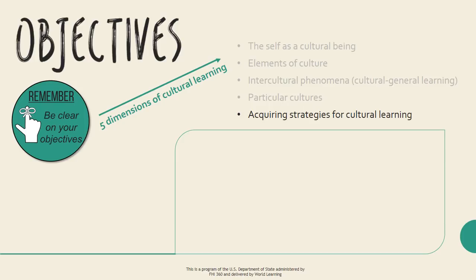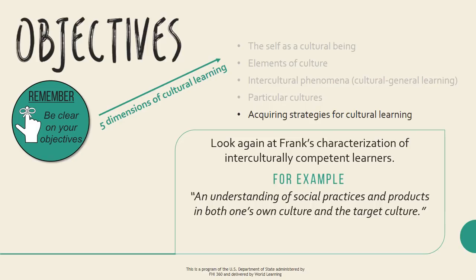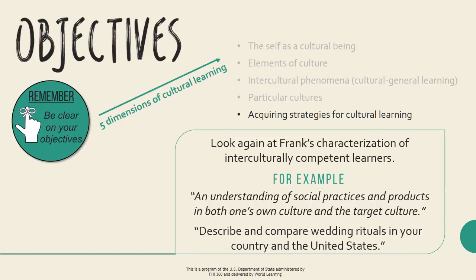The fifth dimension of culture learning is acquiring strategies for culture learning, that is, learning to learn. As you prepare a lesson on this, you might want to look again at Frank's characterization of interculturally competent learners. One of these is an understanding of social practices and products in both one's own culture and the target culture. Now, how can we turn this into a learning objective, describing observable and measurable behaviors? As it is written now, it is too broad. We would want to narrow our focus to one or two specific social practices or products. One possibility could be, describe and compare wedding rituals in your country and in the United States.